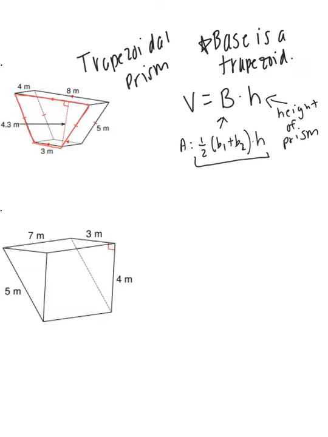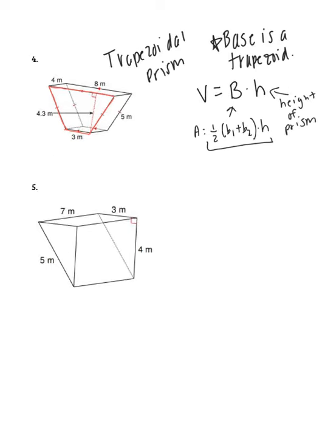So don't be confused by the 2 different H's. The one in the area formula is just talking about the height of the trapezoid, and the one in the volume formula is talking about the height of the prism itself. So first, we're just going to worry about finding the area of the base. That's the hardest part. Because it's a trapezoid, like I said, we're following this formula.